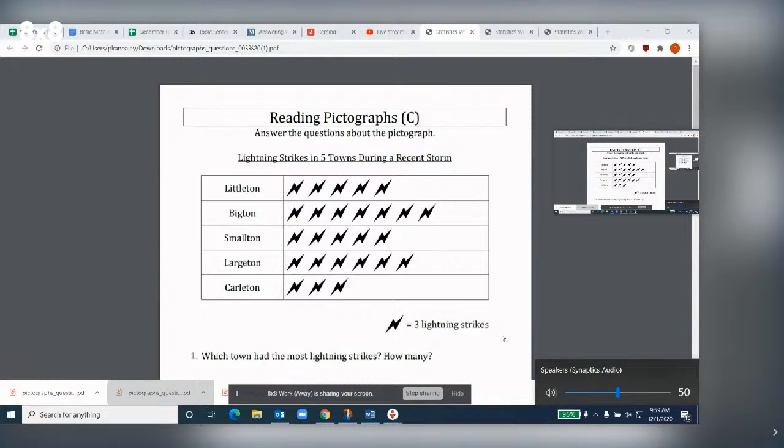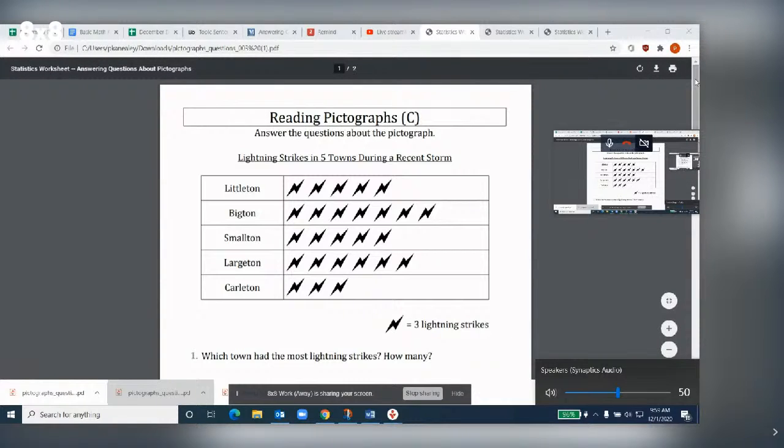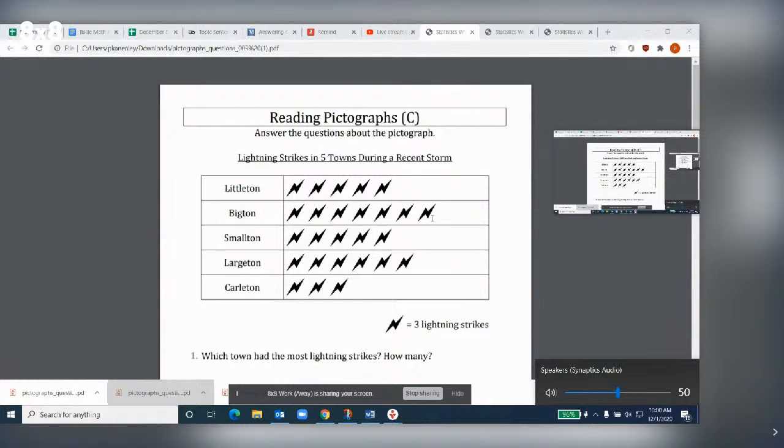Okay, so first question, if we were doing this, it says, which town had the most lightning strikes? The good thing is you're still going to look for which town has the most lightning bolts. And looking at this one, it looks like it's going to be Bigton. So it's got 1, 2, 3, 4, 5, 6, 7 of those lightning strikes, and each one of those equals 3. So it says which town had the most. It would be Bigton, and it's got 7 of them times 3, so it means they had 21 lightning strikes.